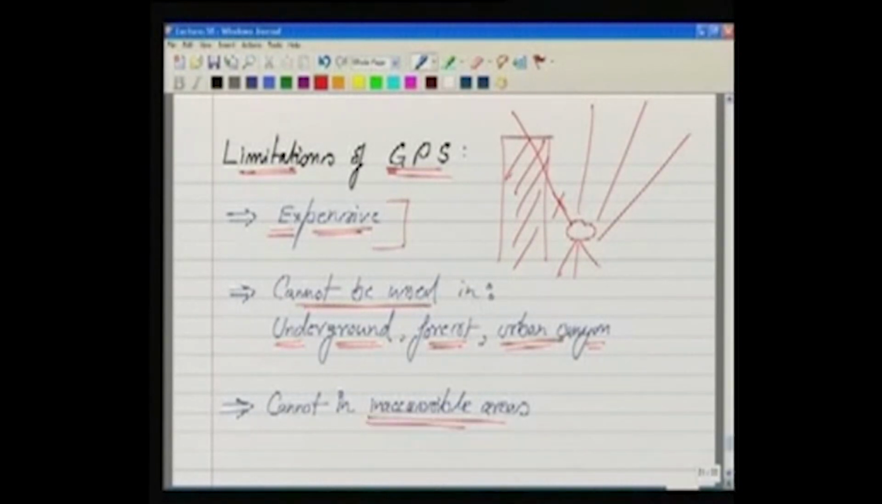Also, GPS can be used only in those positions where we can actually go and occupy. For example, if you have to measure the trajectory or the catenary of a power transmission line, we cannot use GPS to measure it because we need to occupy the point. There are some other methods like LiDAR or photogrammetry which can be used also for inaccessible areas.